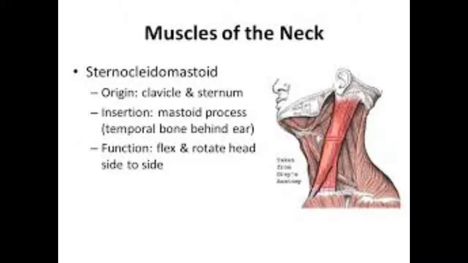Sternocleidomastoid. Its origin is the manubrium and the medial portion of the clavicle. The sternocleidomastoid insertion is the mastoid process of the temporal bone, and its action is the flexion and rotation to the opposite side of the head. Elevation of the sternum assists in forced inhalation.